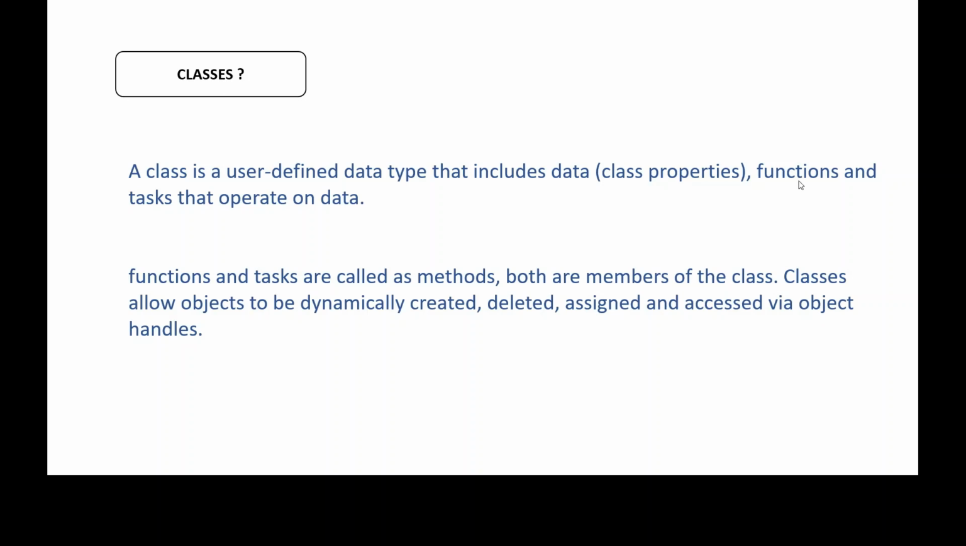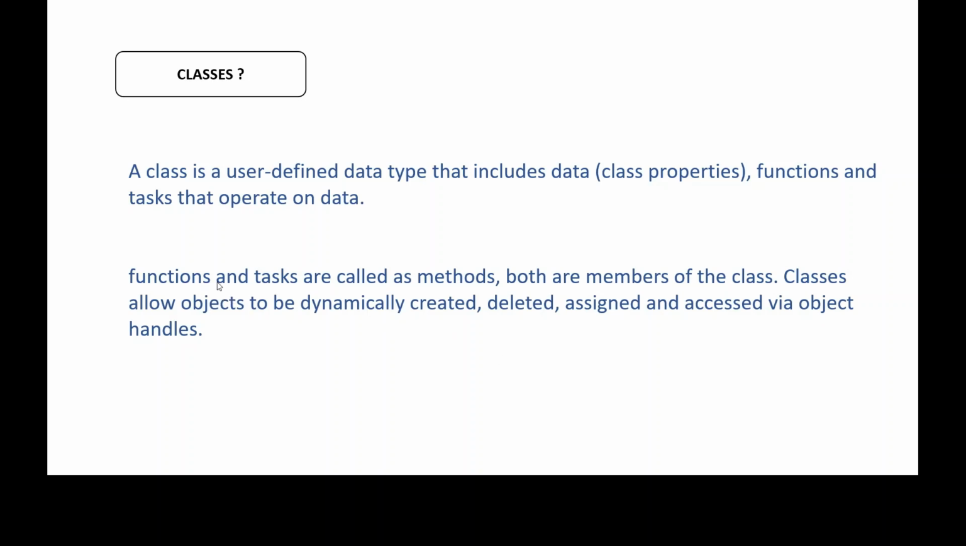In SystemVerilog, we have two kinds of methods, that is functions and tasks. Both operate on the data of classes, which also increases the reusability of the code. We can use these functions or tasks in our classes. These classes allow objects to be dynamically created, deleted, assigned and accessed via object handles. We will discuss this briefly in the coming video.